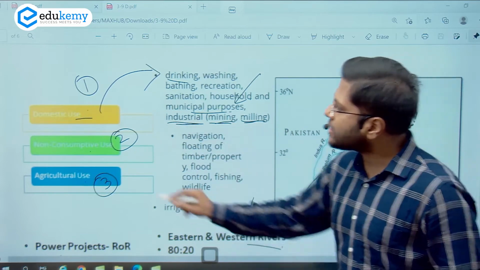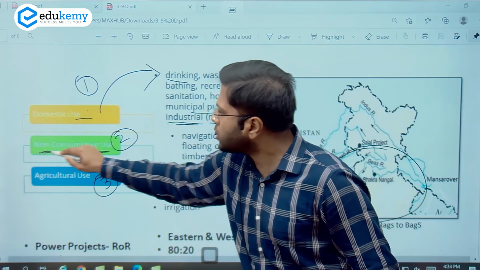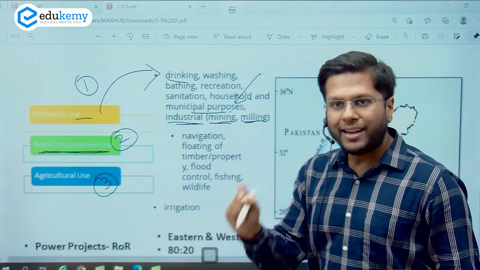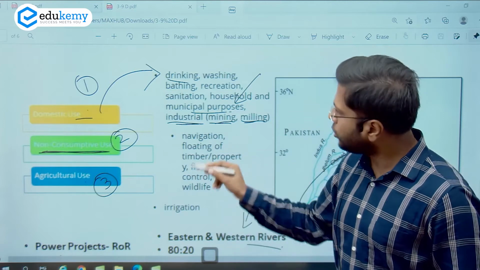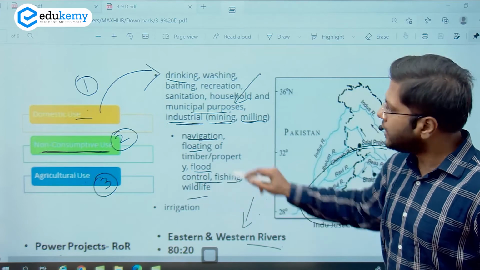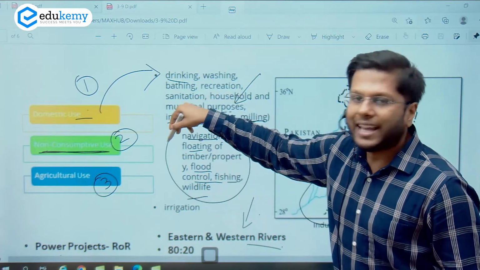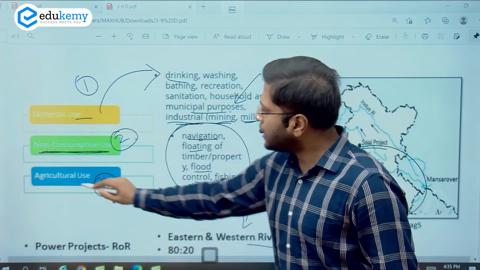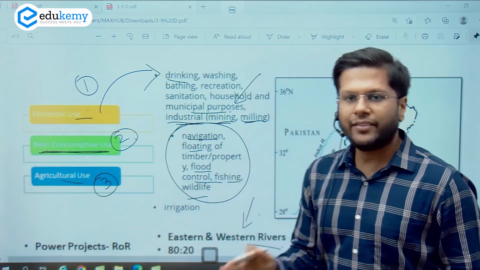The second one is non-consumptive use. Now, do focus on this word, non-consumptive. That means the water does not get consumed, but there is some utility of water in the region. So navigation, floating, right? Flood control, fishing, wildlife. So this is the place where water gets utilized. However, it is not used by the country. So this is very important. And the third one is agriculture use for cultivating crops, right?